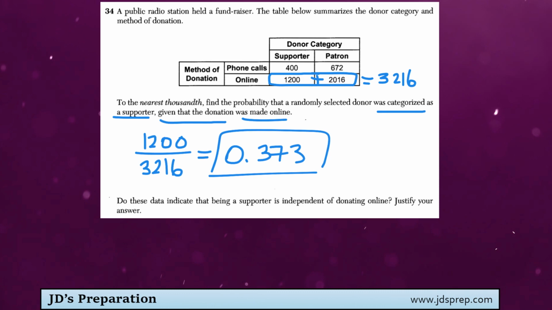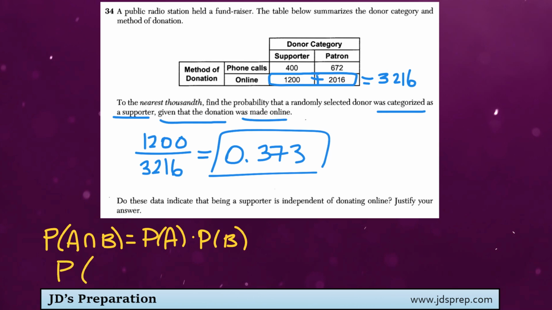For the second part of this question, we want to determine if the data indicates that being a supporter is independent of donating online. When we're dealing with two independent events, there are some different statements we can say that are true. One you might be the most familiar with is that the probability of both A and B is going to be equal to the probability of A multiplied by the probability of B. Another statement we can utilize here that's going to save us some time is that the probability of A given B will be equal to just the probability of A if the two events are independent.